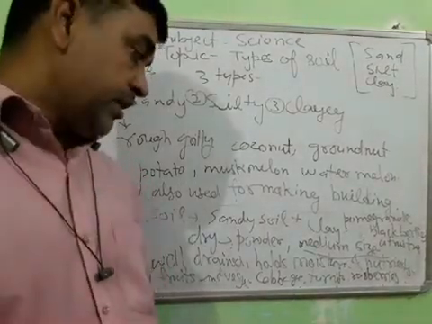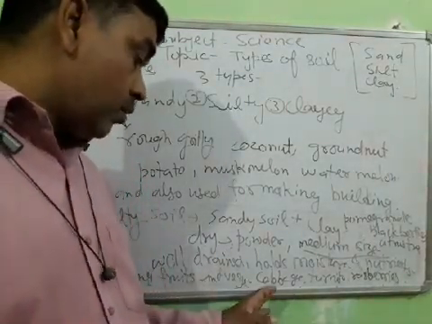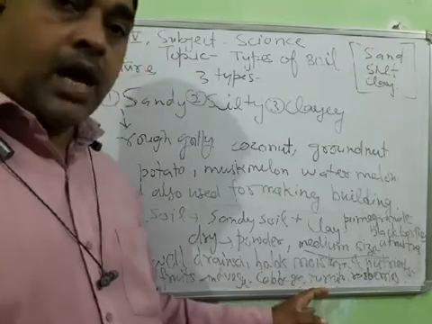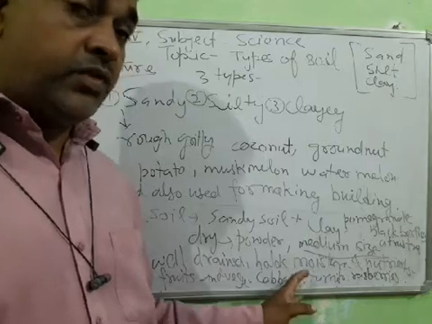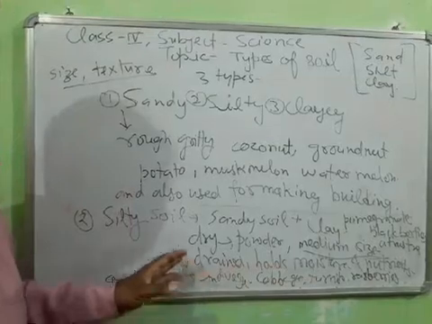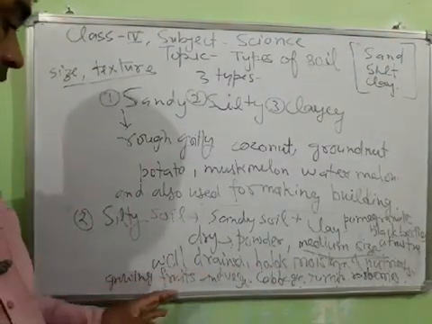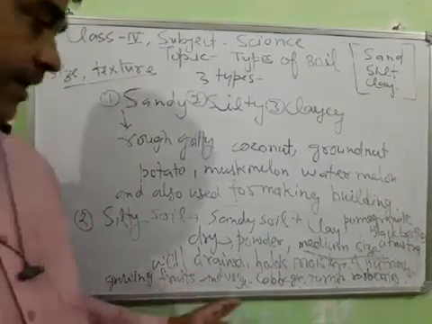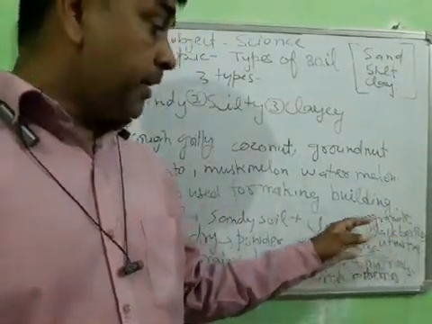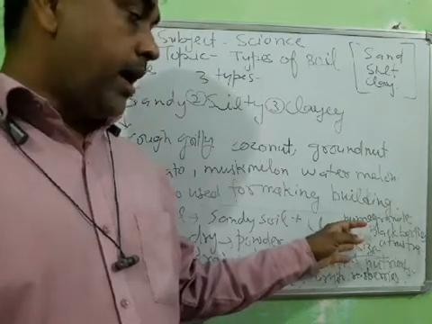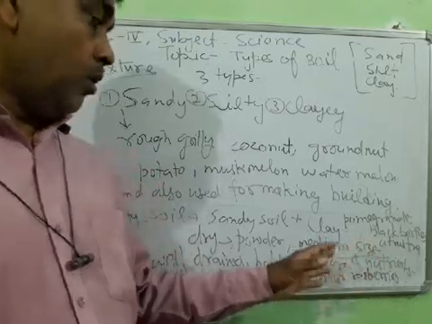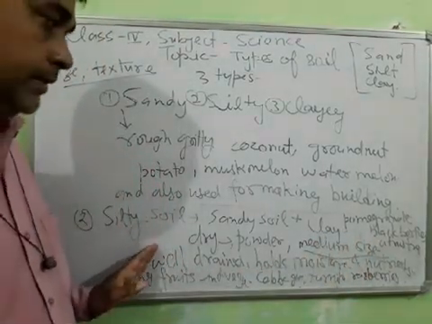In vegetables, we can grow cabbage and turnip in this soil. This is very useful for growing vegetables, and fruits like raspberries and blackberries, pomegranate, and so many other small fruit plants can grow in silty soil.